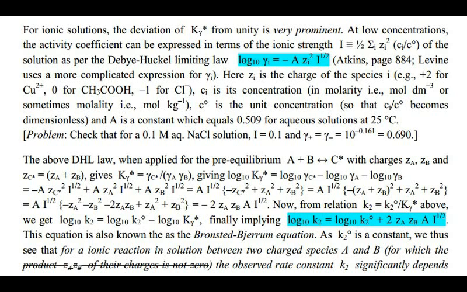This blue shaded formula you need to remember. Log 10 of gamma i is equal to minus a constant A, which is around 0.5, into zi square into I to the power half, that is, square root of I. We know that I includes contributions from all the ions: that particular ion, the other reacting ion, and all other non-reacting ions. It influences I.